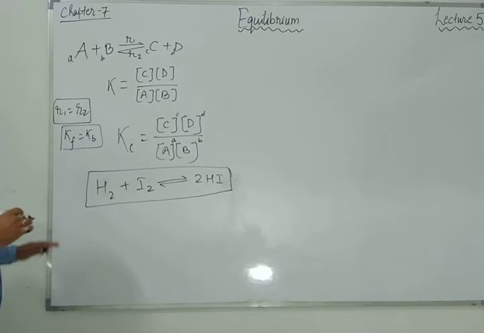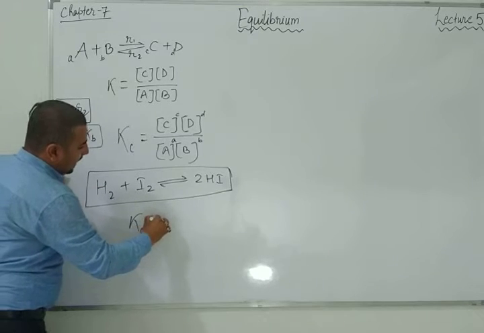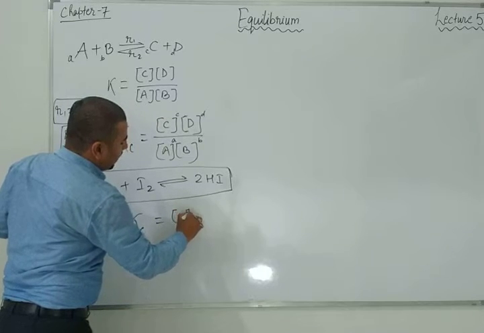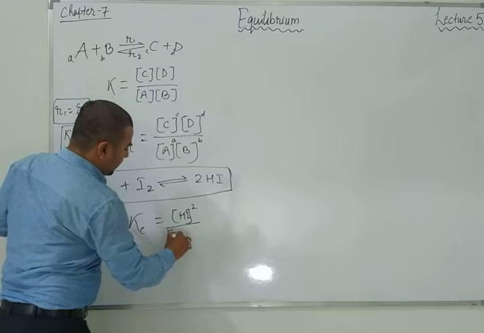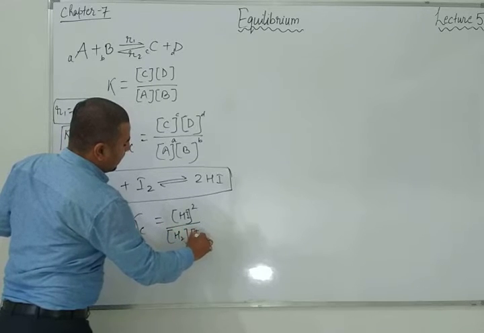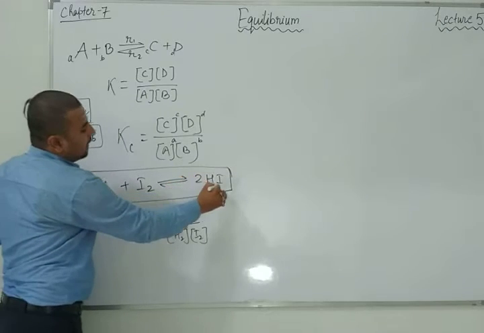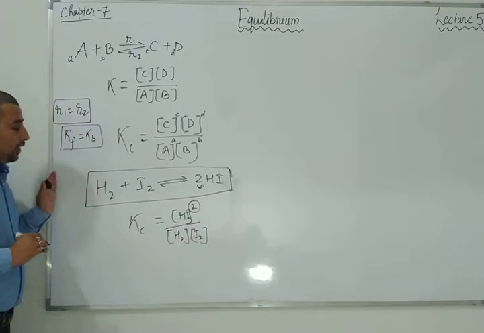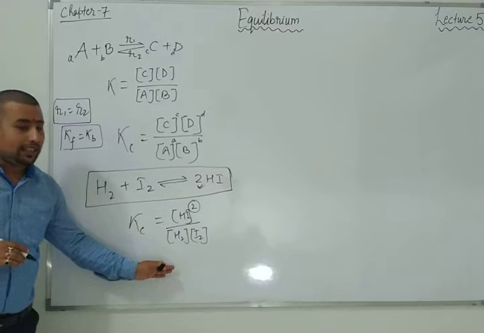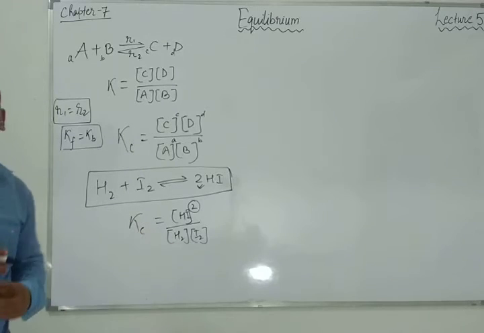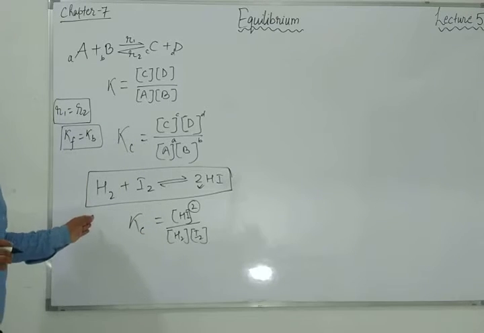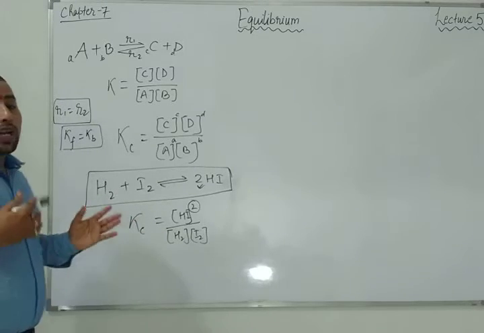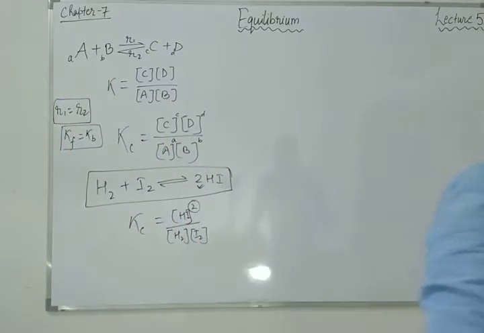So the value of the concentration constant Kc will be equal to the HI concentration raised to 2, upon the H2 concentration and the I2 concentration. That means the product concentration, the HI concentration, has the number of molecules as an exponent. Similarly for the reactants, since here there are no numbers, there is no need to write an exponent.